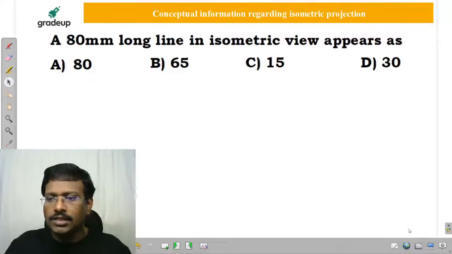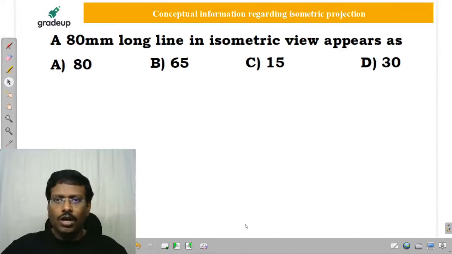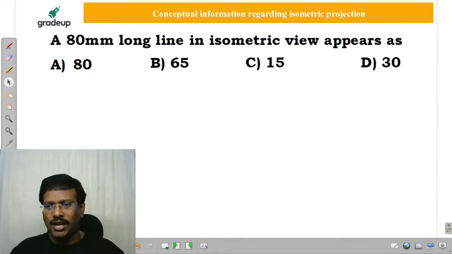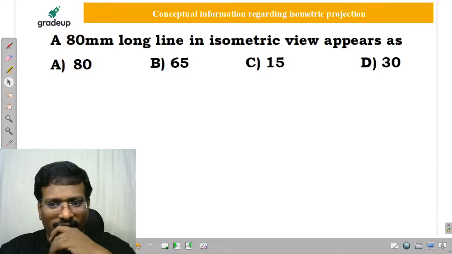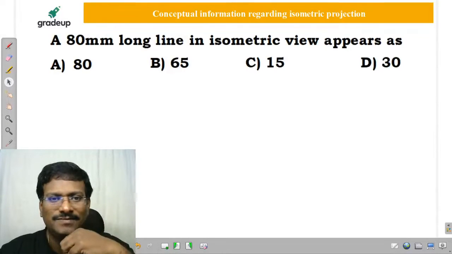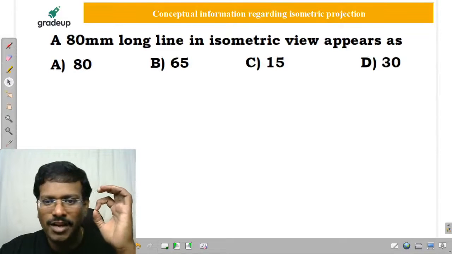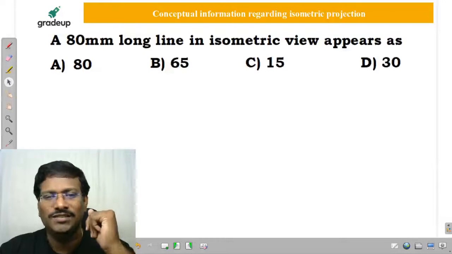Now tell me what is the answer, my dear friends. What is the answer for this? I hope the majority can do it. Try to do this answer. Who can give the first? We can check it out. What is the answer? An 80 mm long line in isometric view appears as how much?